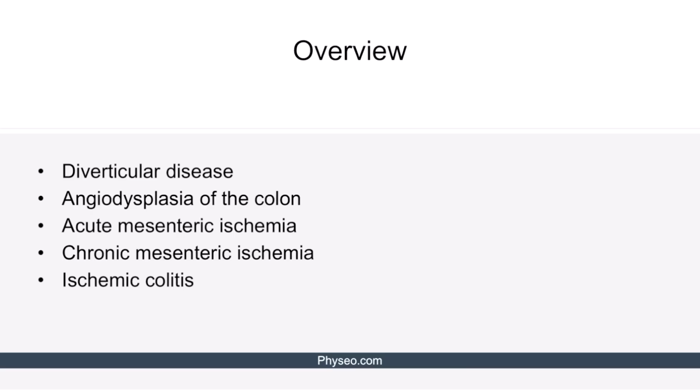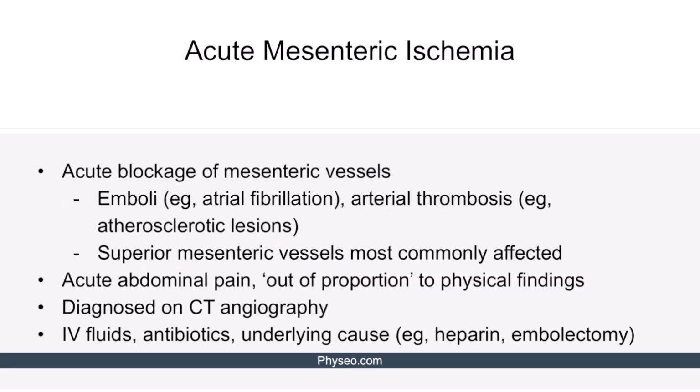Now let's talk about mesenteric ischemia. And this is actually going to be grouped into two portions, the acute and the chronic. So acute mesenteric ischemia occurs due to acute blockage of mesenteric vessels. The most common cause of this abrupt acute blockage is emboli. For example, a thrombus that forms in atrial fibrillation and then embolizes.